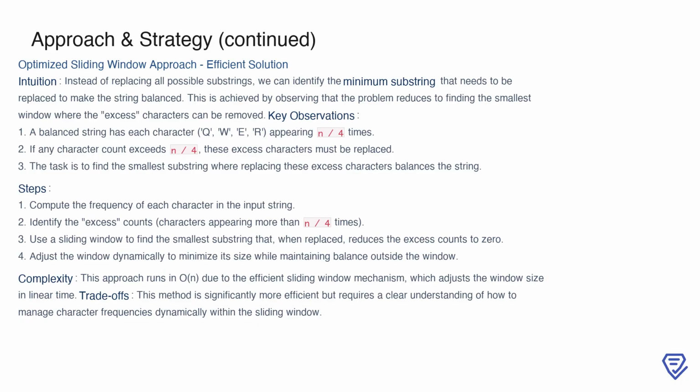Since the window adjustments happen in linear time, this method achieves an overall complexity of O(n), making it significantly faster than the brute force method. The trade-off here is that while we gain efficiency, we need to carefully manage character frequencies as the window moves, which requires a bit more complexity in implementation.